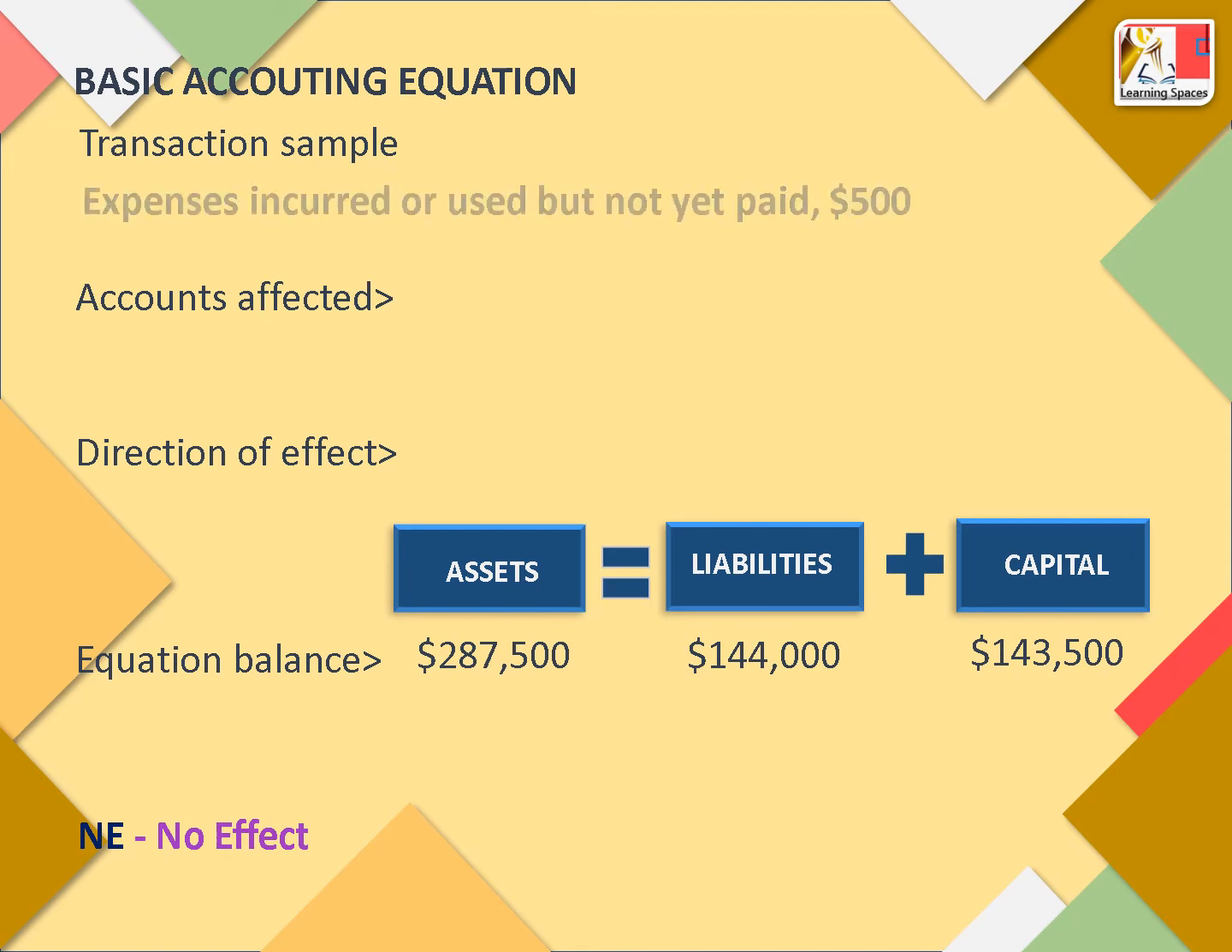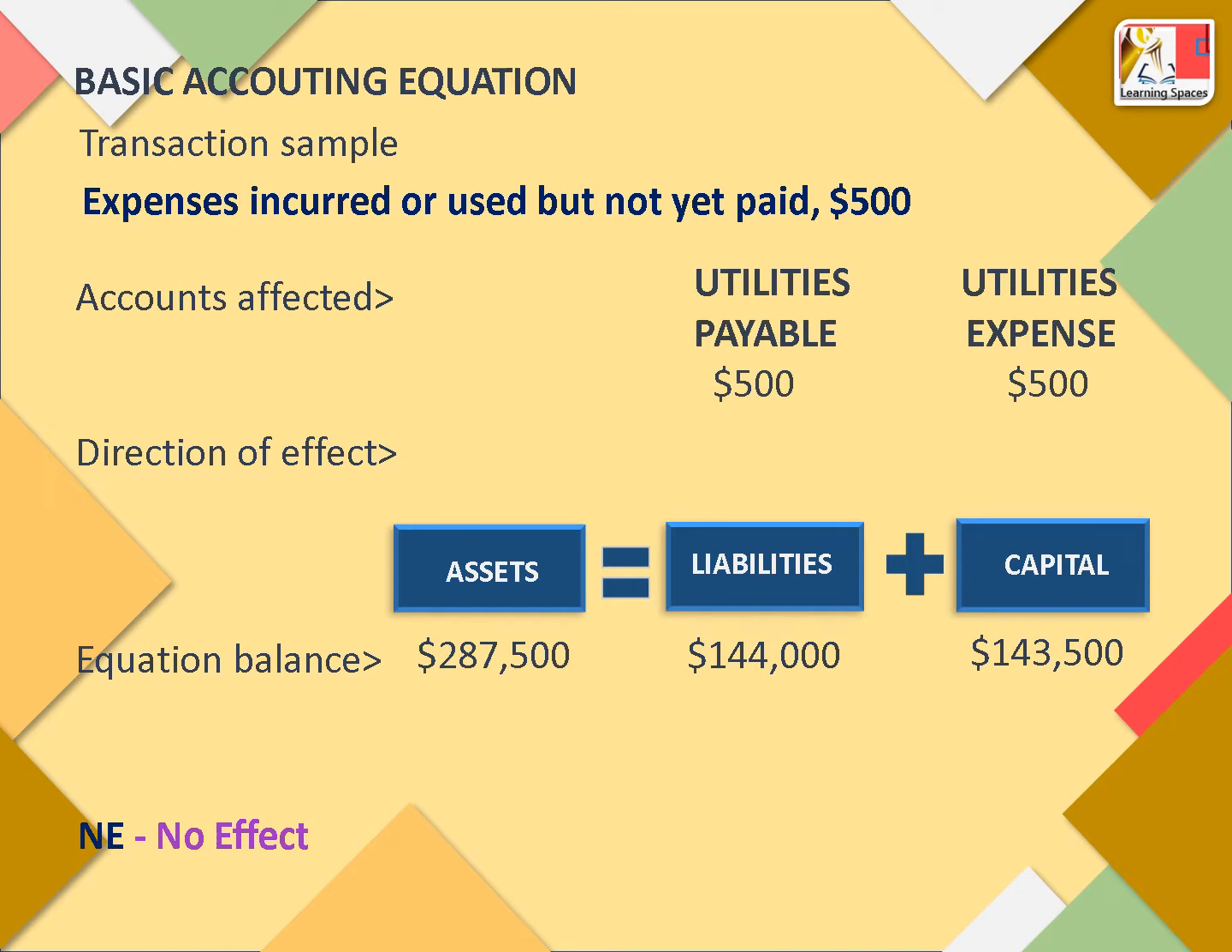Another is on utilities expense that has already been incurred or used but is not yet paid. The unpaid utilities used will be an addition to liabilities, and the utilities expense will be a deduction from capital.